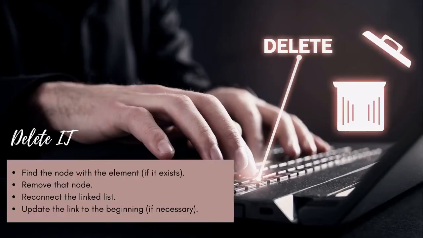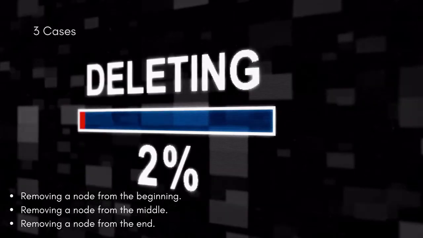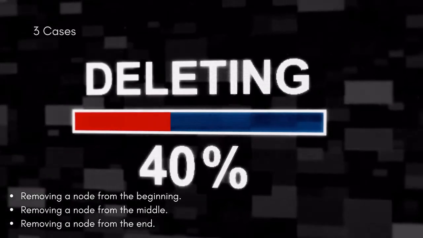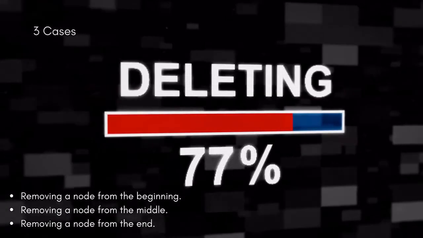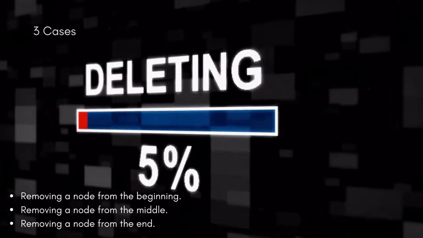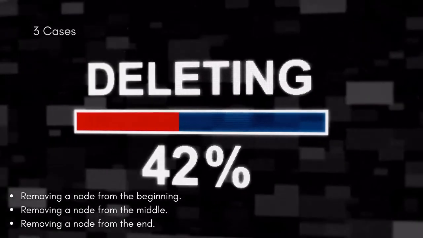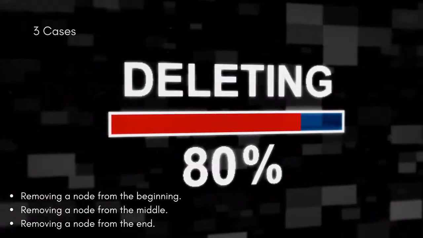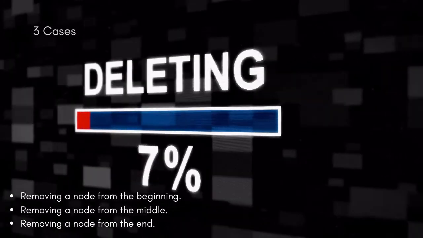To delete a particular node from a singly linked list, we need to find the node with a particular element, if it exists, remove that node, reconnect the linked list, and update the link to the beginning if necessary. Basically, there are three ways in which we can delete a particular node from a list. One is we can remove a node from the beginning, we can remove a node from the middle, and we can remove a node from the end.